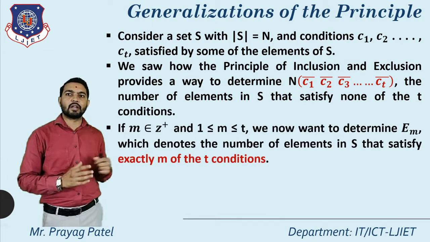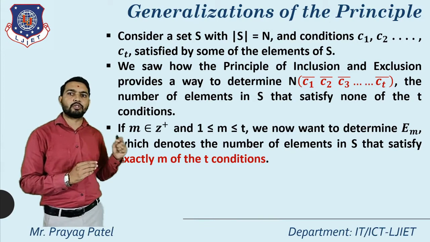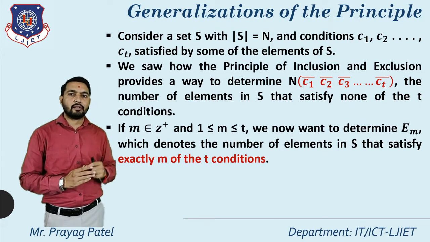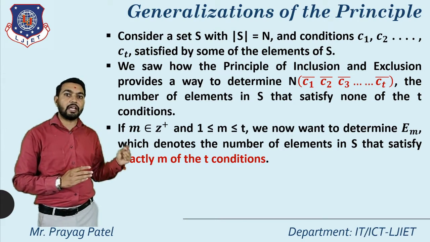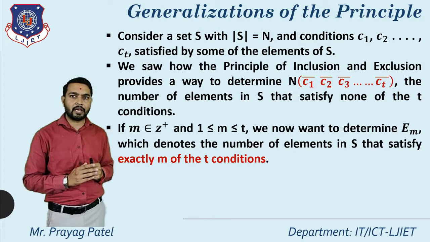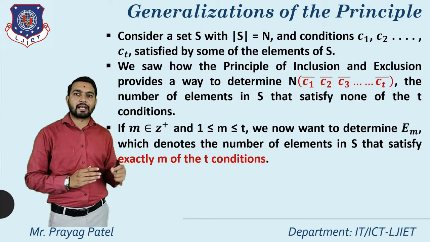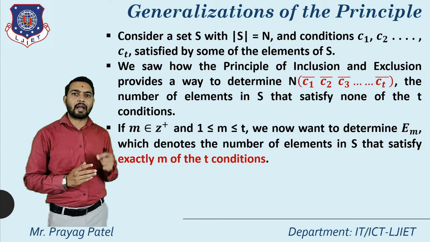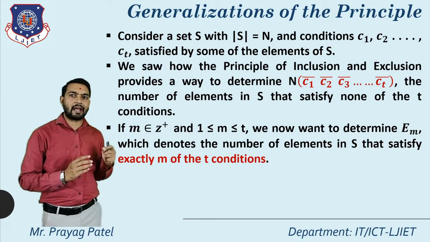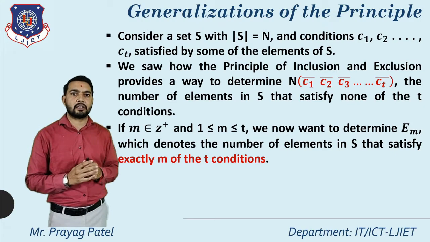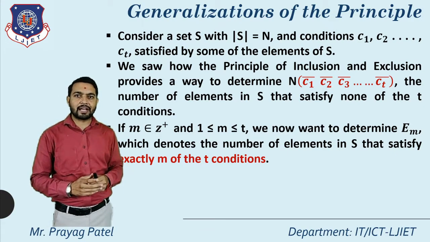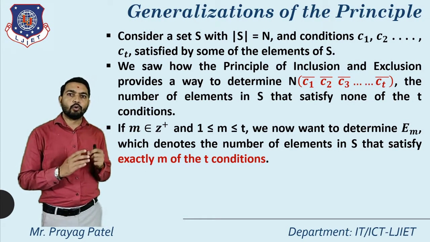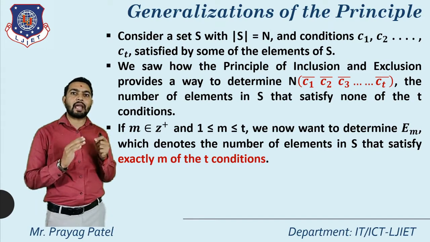Now the new concept is, if m belongs to Z plus and 1 is less than or equal to m less than or equal to t, we now want to determine Em. What is the meaning of Em? Em means exactly m of the t conditions, which denotes the number of elements in S that satisfy exactly m of the t conditions. So total t conditions are available, C1, C2, C3 up to Ct, and you want exactly m conditions to be satisfied.